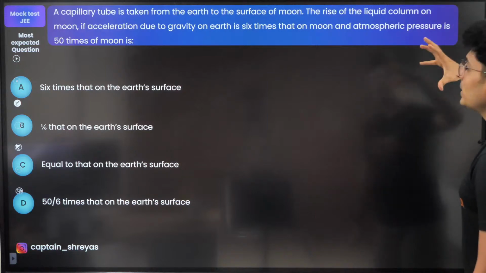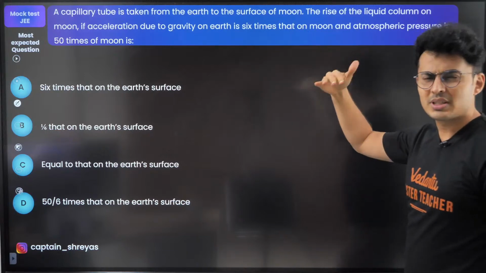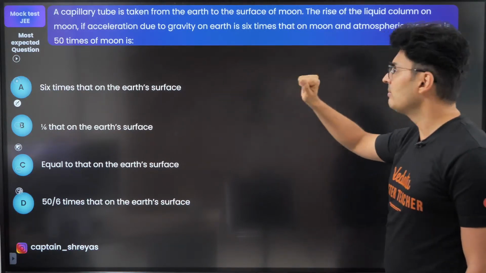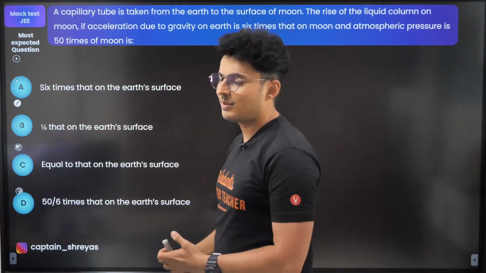The rise of the liquid column on the moon, if the gravity on Earth is 6 times the moon's gravity, the moon's gravity is 1/6, Earth's gravity is 6 times, and atmospheric pressure is 50 times that of the moon. That is what is given.